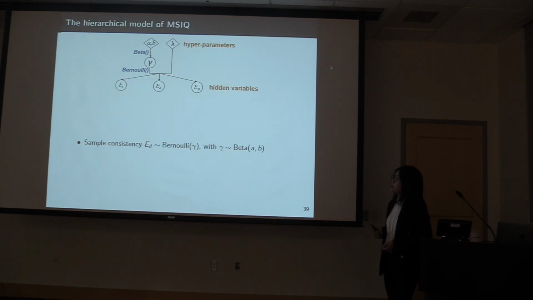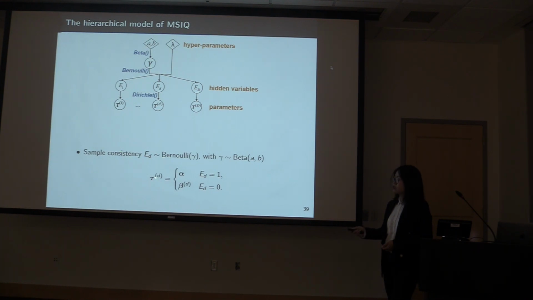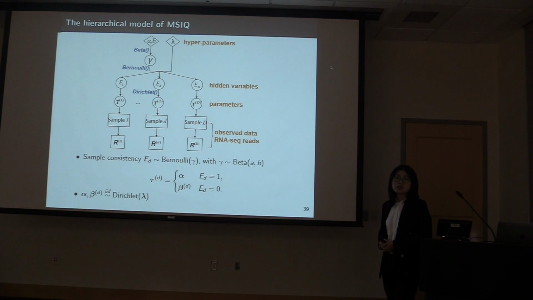Based on this setup, we build a hierarchical model to explain the generation of RNA-seq reads in multiple RNA-seq samples. First of all, we assume that the sample consistency E^d follows a Bernoulli distribution in which the consistency proportion gamma has a beta prior. And then in each sample d, its isoform fraction tau^d either equals the common fraction alpha or the sample-specific fraction beta^d, depending on whether sample d belongs to the consistent group or not. And both alpha and beta^d are assumed to have Dirichlet priors. Finally, in each sample d, we assume that the observed RNA-seq reads are generated from the hidden full-length RNA isoforms based on the sample-specific isoform fraction tau^d.